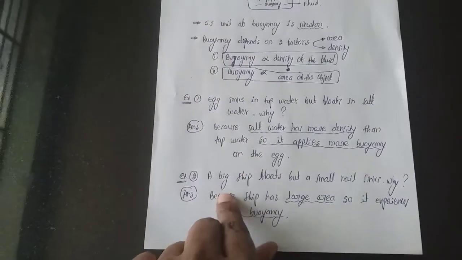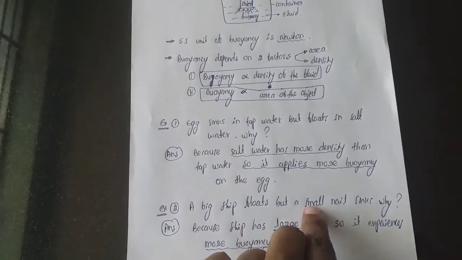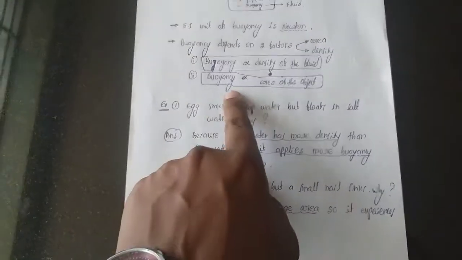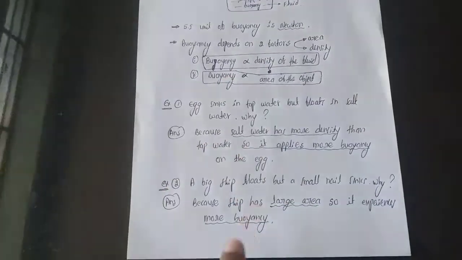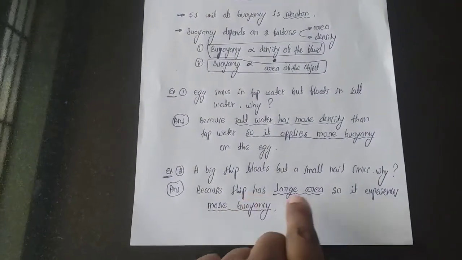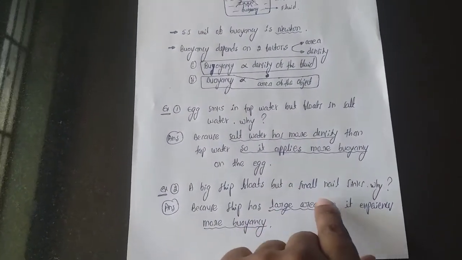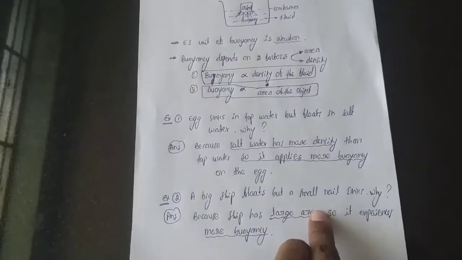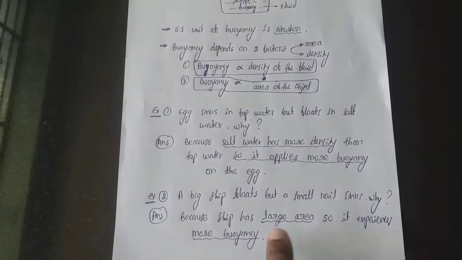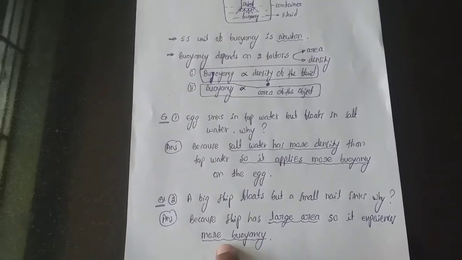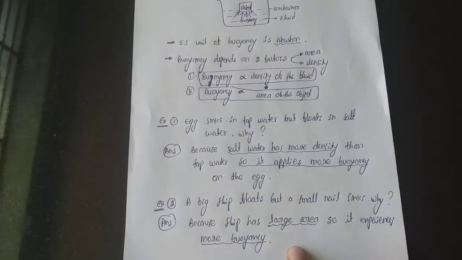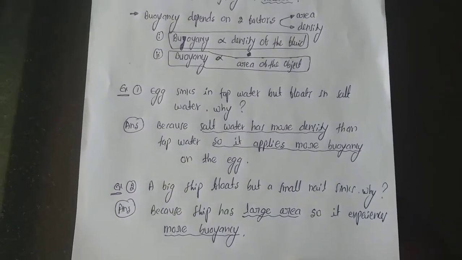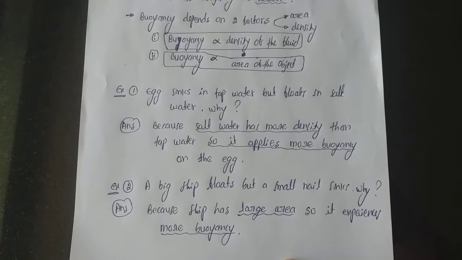Then the second example: a big ship floats but a small iron nail sinks. Why? Because of the second condition: when you increase the area, buoyancy increases. The ship has a larger area than the iron nail, so the buoyancy is also more. When buoyancy is more, the ship floats and the iron nail sinks. We will see this with an experiment, and then we will conclude.